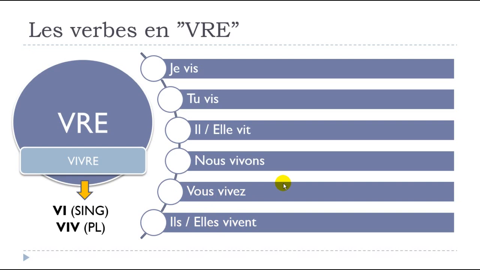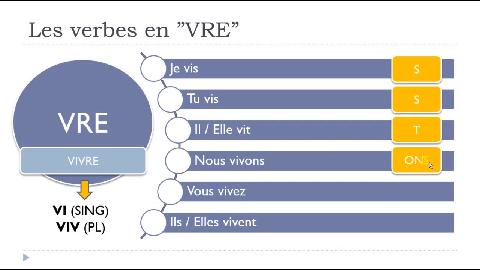So if you have this thing quite clearly in mind, that we've got two stems, so the first one for the singular is VI plus the endings, and then for the plural it will be VIV plus the ending, then you will master this verb and the other verbs that will actually be conjugated like it. Okay, so let's see now the endings. Remember, for je it's S, for tu S, and for il, T. So this is the reason why we get je vis, tu vis, il vit, elle vit. Okay? And then for nous, the ending is ONS, so you get nous vivons, then EZ, vous vivez, and after that ENT, ils vivent, elles vivent.